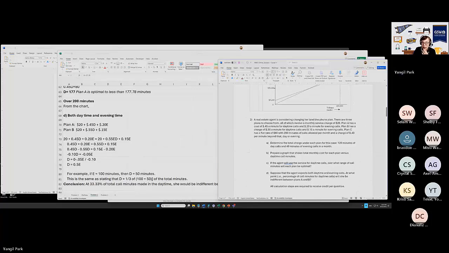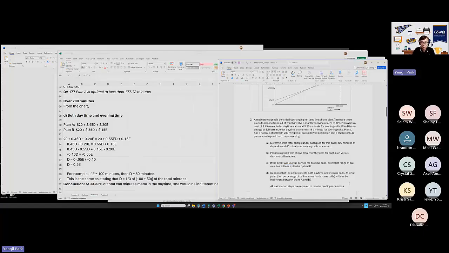Yeah. All right. So suppose the agent expects both daytime and evening calls. At what point will she be indifferent between plan A and B? So we're looking at A and B, not A and C or B and C. But it's not just minutes, look at the percentage of call minutes for daytime calls, meaning which plan is better by how much. Okay, I think that's what it's asking.